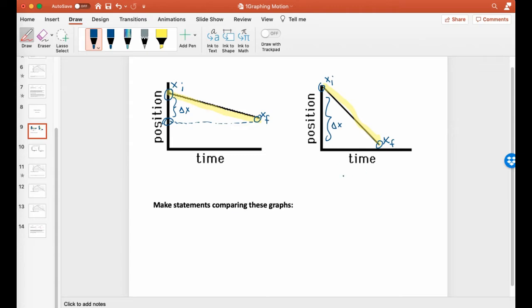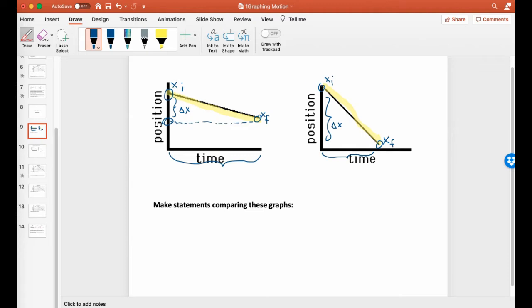All right, let's take a look at the one on the right. If we think about it, this x-axis here is time. This x-axis right here is also time. So if you look at this chunk of time compared to this amount of time, there is less time here that this object is in motion.